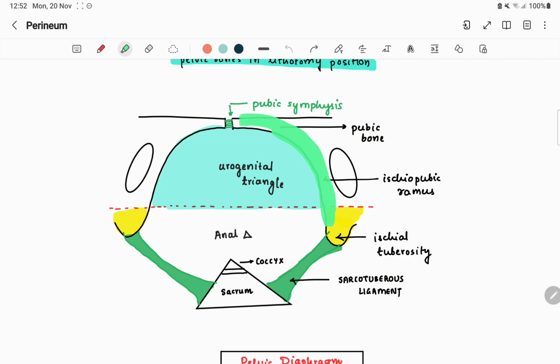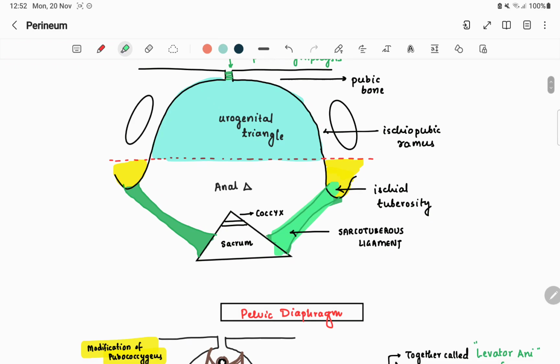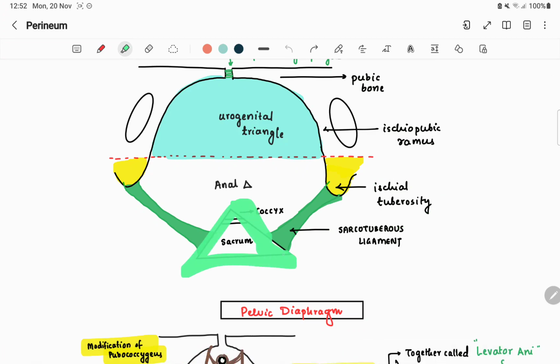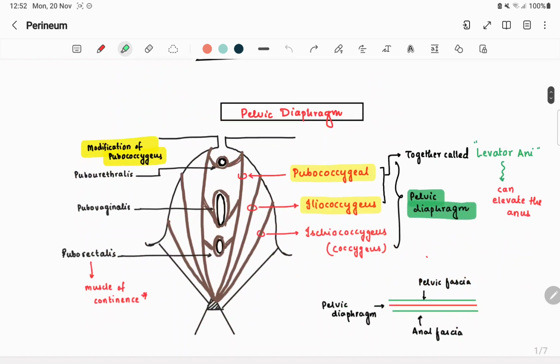This is the ischiopubic ramus, which is forming the boundaries of your urogenital triangle, and your anal triangle is present below the urogenital triangle, bounded by your coccyx, and your sacrotuberous ligament connects the ischial tuberosity to the body of the sacrum. This is the sacrotuberous ligament, and this is the anal triangle. So urogenital triangle, anal triangle, this you understood.